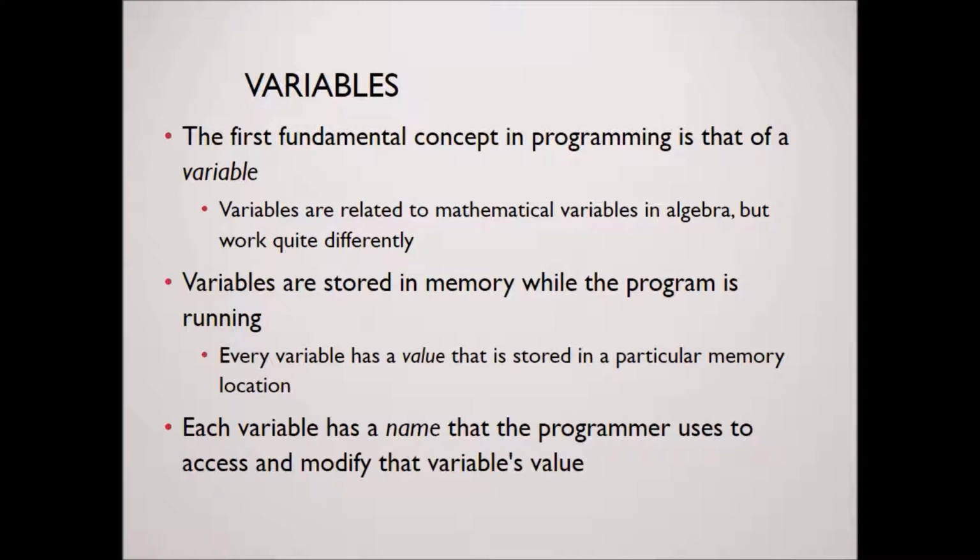Okay, so variables. One of our first concepts here is, what is a variable? A variable is a place to store something. A variable can be a place to store a string, some characters that have double quotes around them. It can be a place to store an integer like a 7. It can be a place to store a floating point number like 3.1416.